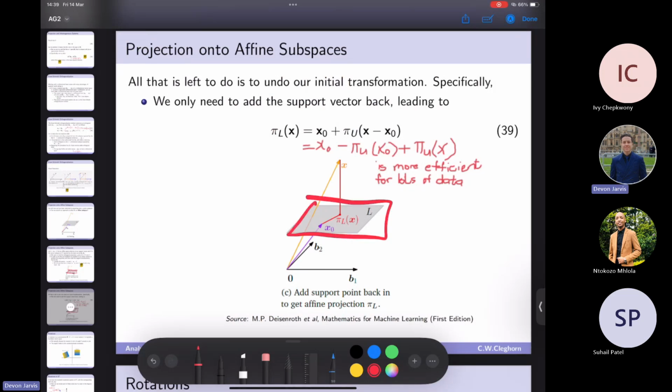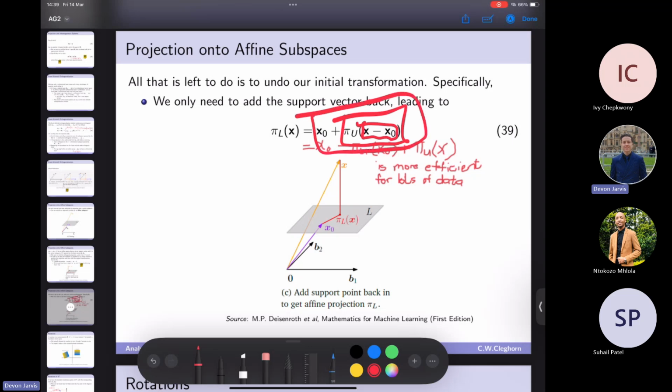Okay. And you just add back x0. If you're asked to project something onto an affine space, what you're going to do is take the point you want to project, subtract the support vector from the affine space, do the projection equation, the long one with all the bases and stuff, the normal vector projection equation, and then afterwards you come back and add back x0. Those are your 3 steps to projecting onto an affine space.